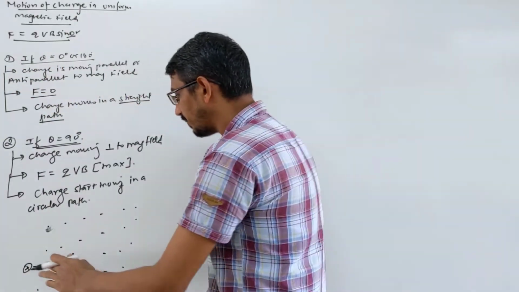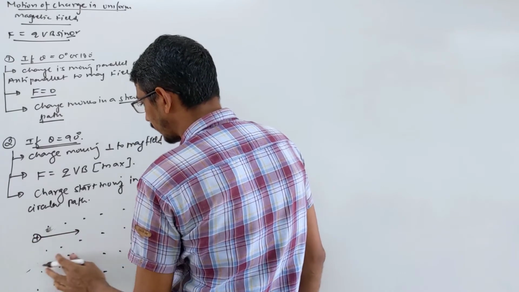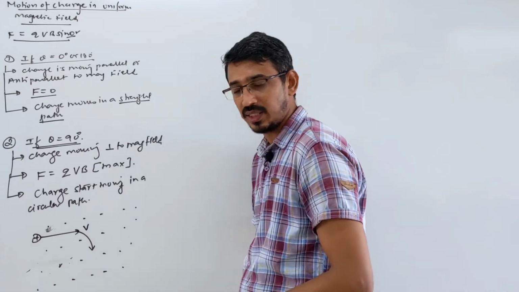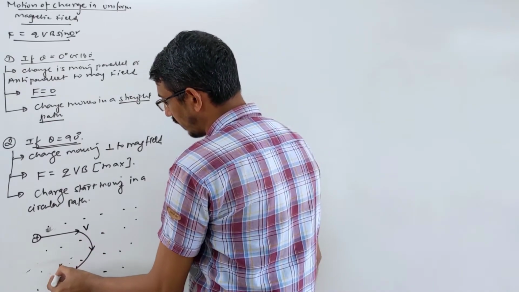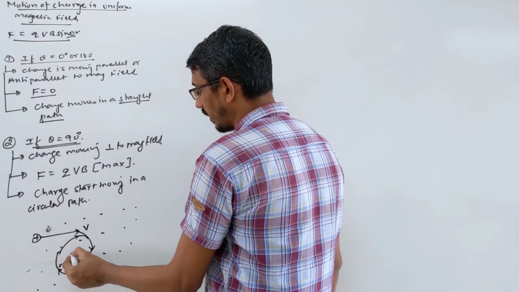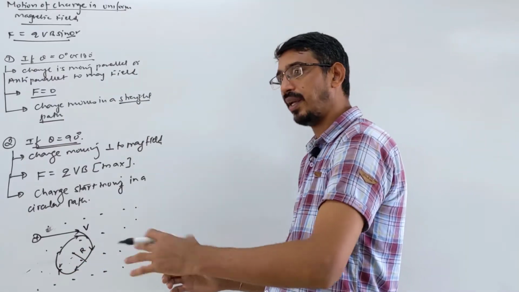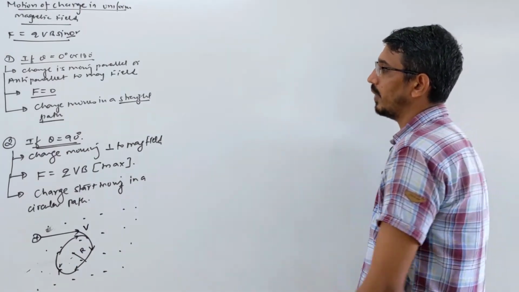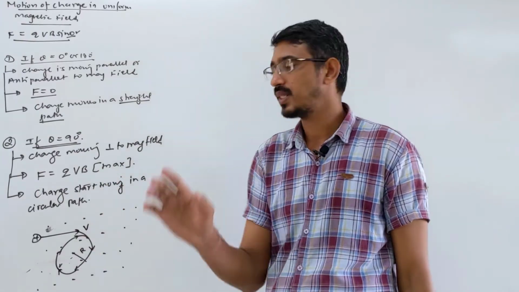Let me draw it a little here. The positive charge enters here, so the force acting on it will be downward. It will turn this way. Every time you calculate, the force always comes inward, trying to rotate this charge in a circle of radius R. Due to the inward force, it keeps bending and starts rotating in a circle. So when a charge moves perpendicular to the magnetic field, it experiences maximum force and starts moving in a circular path.